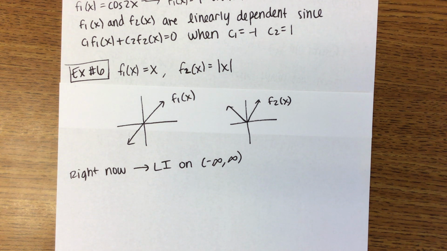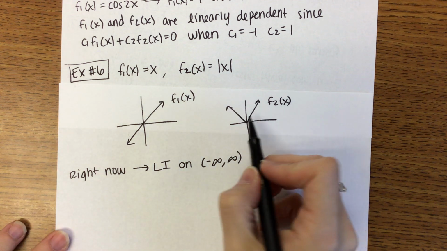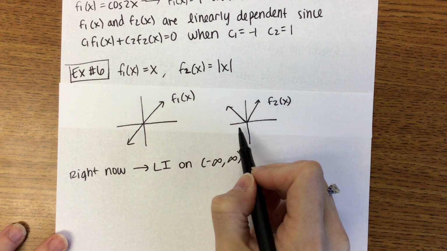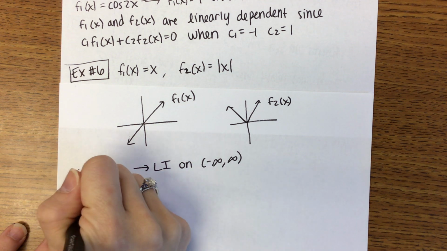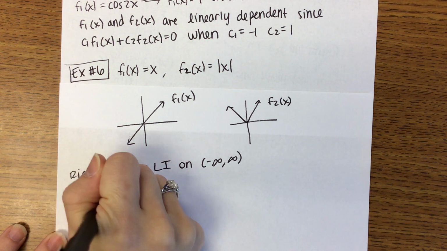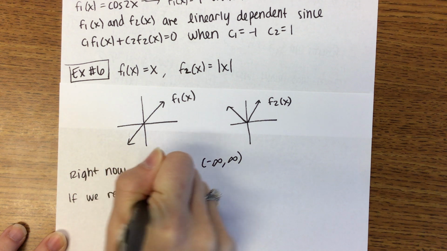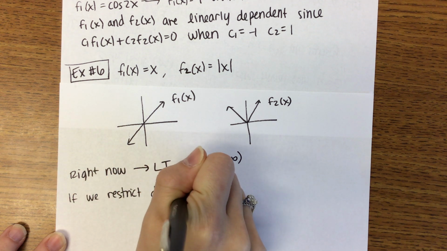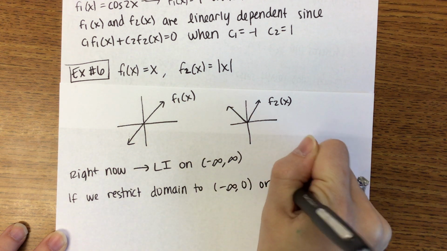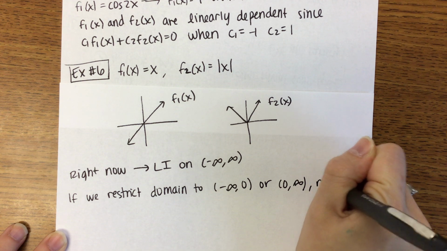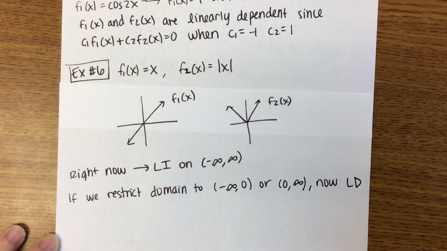Is there a way that we can restrict the domain or the interval to make the functions linearly dependent? Right. So if you look from 0 to infinity or -∞ to 0, our functions will be linearly dependent. So if we restrict the domain to -∞ to 0, or 0 to infinity, now our two functions will be linearly dependent.